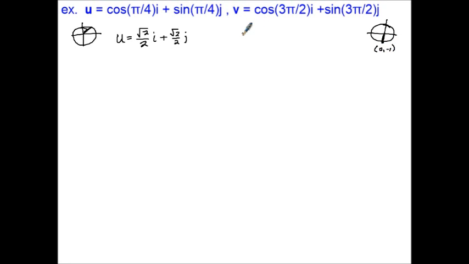So again, turning v into something a little more pleasant to look at. Cosine of 3 pi over 2 is a 0, so this is really 0i, which, of course, you could leave off if you wanted to. And then sine of 3 pi over 2 is really a -1, so I probably didn't need that plus sign, but there it is anyway. -j. That's bothering me, so I'm going to clean it up. Okay, I feel better.